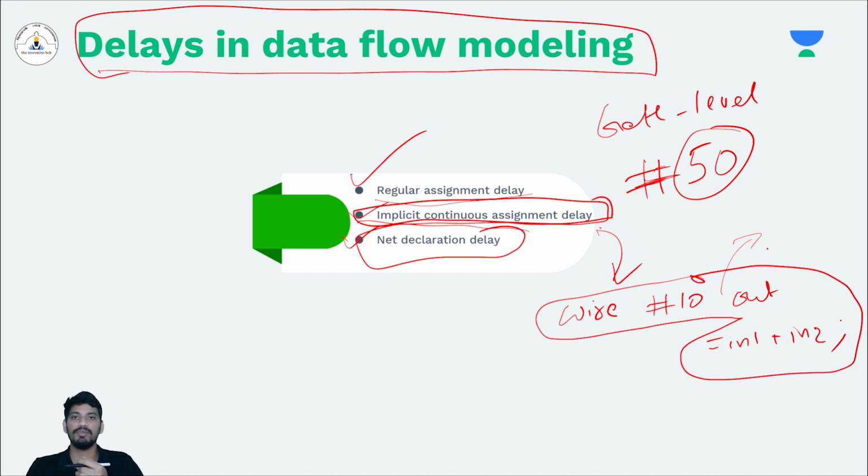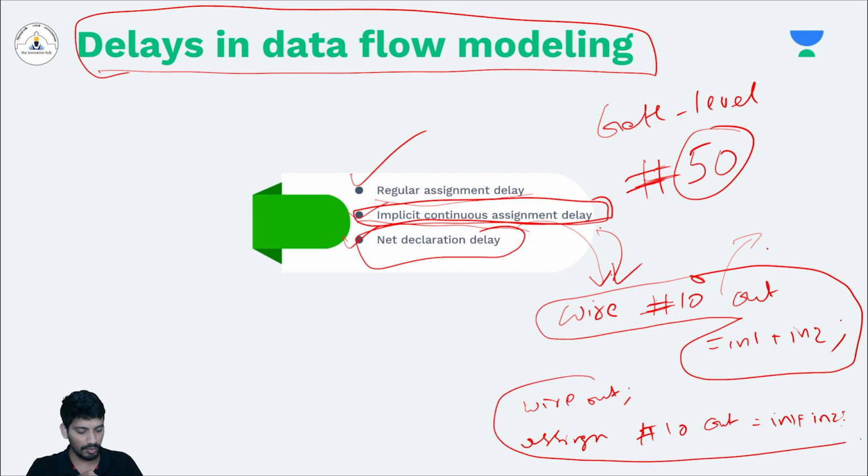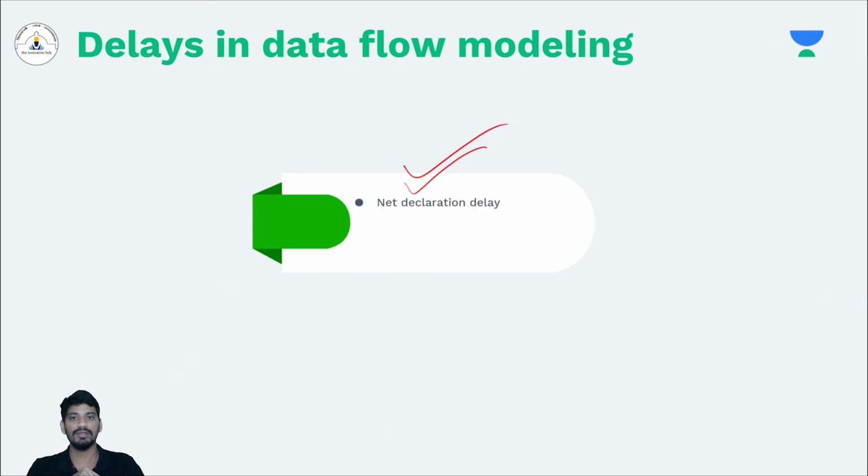The same thing we have seen in implicit continuous assignment is applicable for implicit continuous assignment delay also. You don't need to define wire out and then again write assign #10 out = in1 + in2. You don't need to write two different lines, you can directly write a single line. This is called implicit continuous assignment delay.